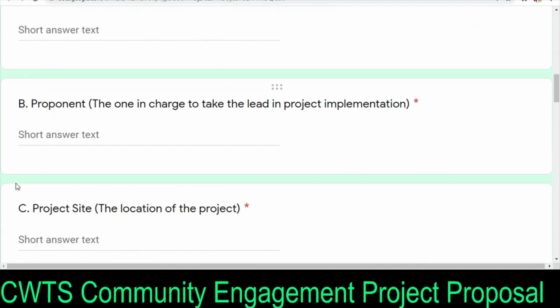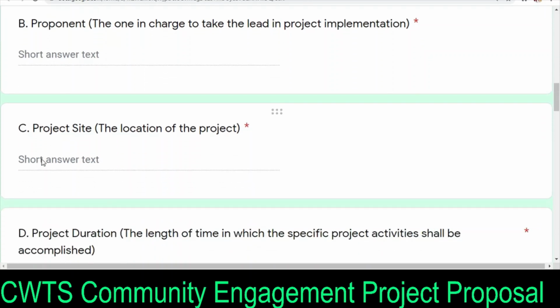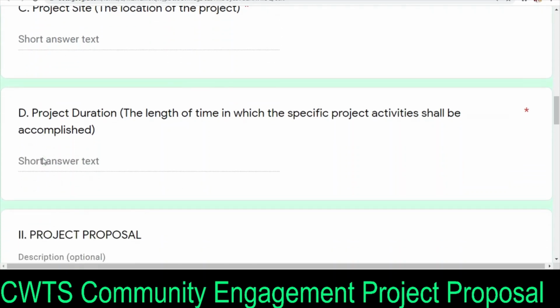Next part here is proponent. A proponent is the one who is in charge to take the lead in project implementation. In this case, this is your name here, the project proponent. Part C, project site. This is where you are doing your project, the location of the project. So it's understandable. D is project duration.